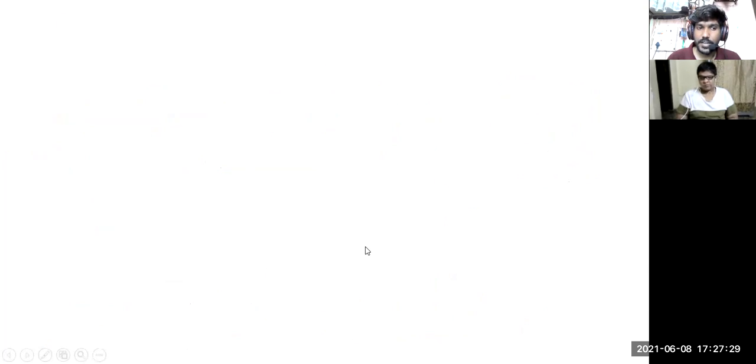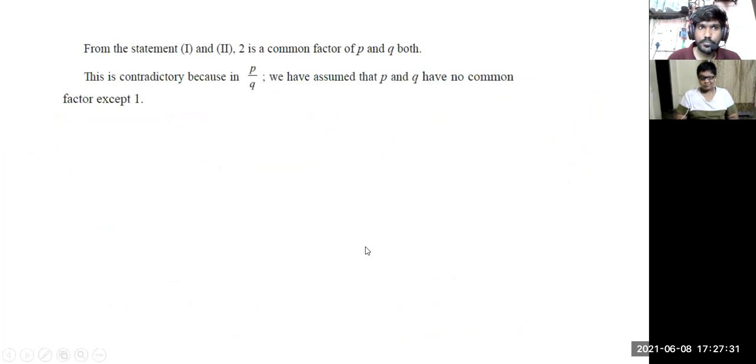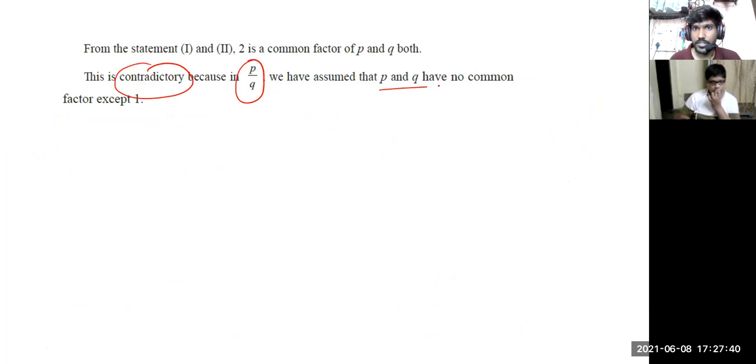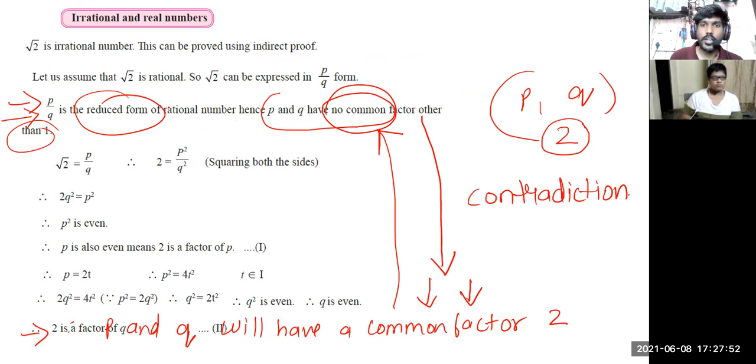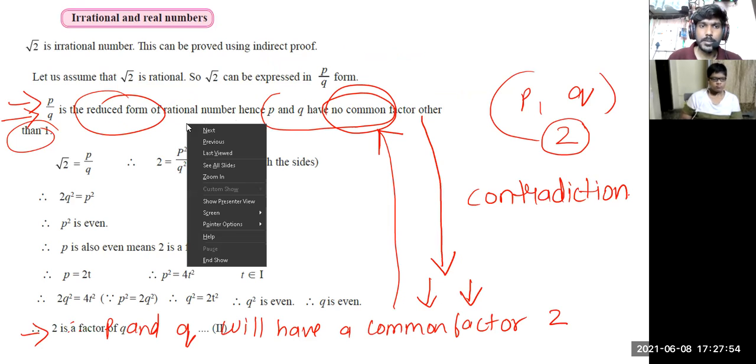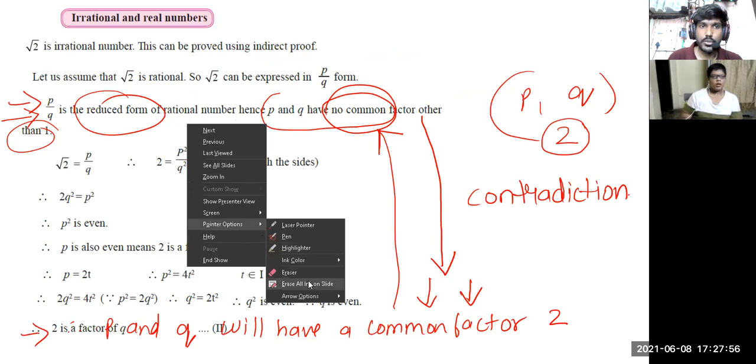Now since we are getting a contradiction, this is contradictory, because at the start of the sum we said P and Q have no common factor except 1. So it is a contradiction. Whenever you get a contradiction, whatever you have assumed at the beginning, what have we assumed at the beginning? Can you tell me? What assumption did we make?